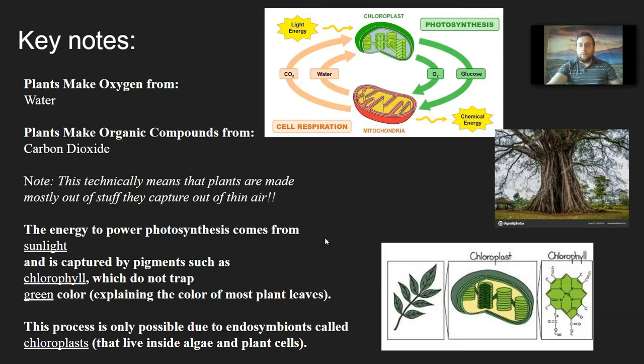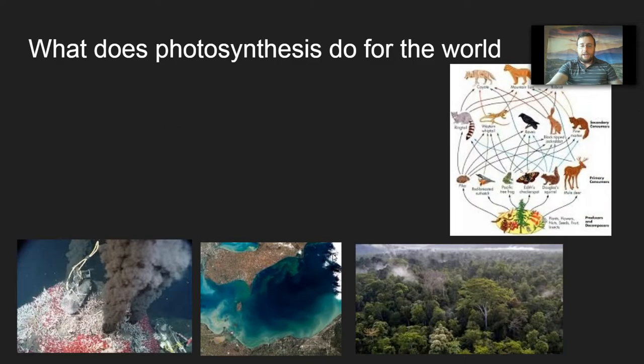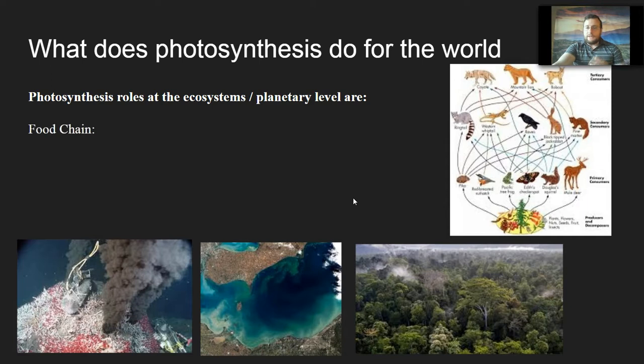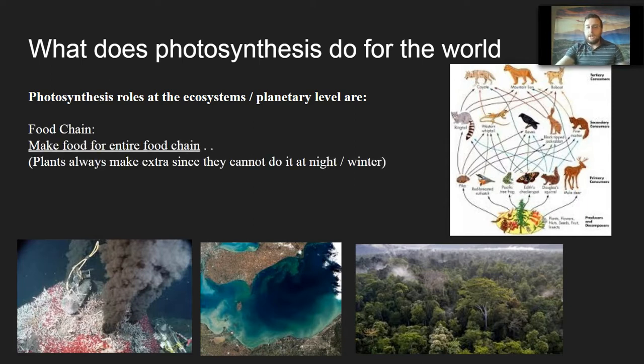So let's talk about what photosynthesis did for the history of our planet and how it helped us. What does it do for the world? First of all, it has a unique role in ecosystems, because plants are the basis of all food webs. It's essentially what powers all of the food chains and food webs of the ecosystems. Plants always make extra food. They make extra food for times where they are not going to have sunlight, times where it's winter time and the sun is not out for as long, or nighttime where they don't have the ability to do photosynthesis.